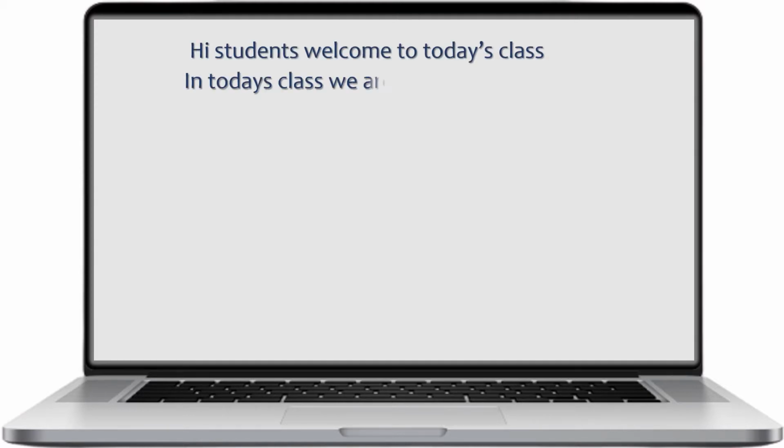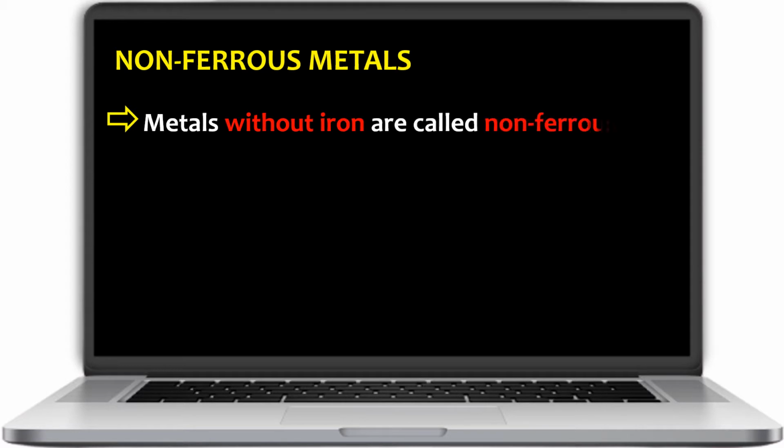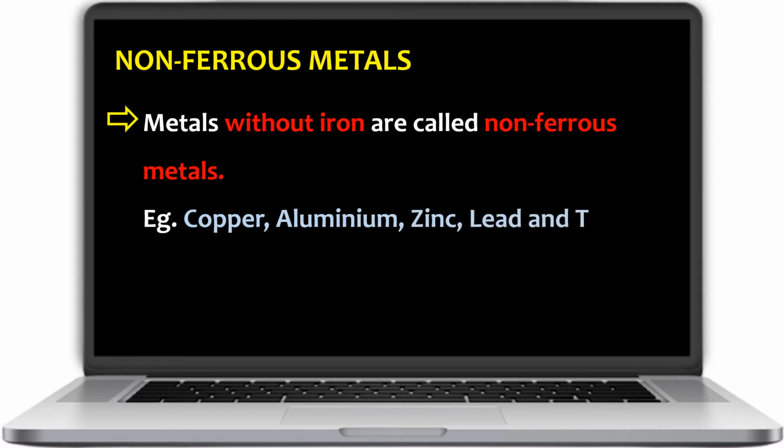In today's class we are going to see about non-ferrous metal, and this non-ferrous metal is divided into copper, lead, tin, zinc, aluminium. Let's see our first topic, copper, under non-ferrous metal. Let's see what is non-ferrous metals. Metals without iron are called non-ferrous metals. Example: copper, aluminium, zinc, lead and tin.